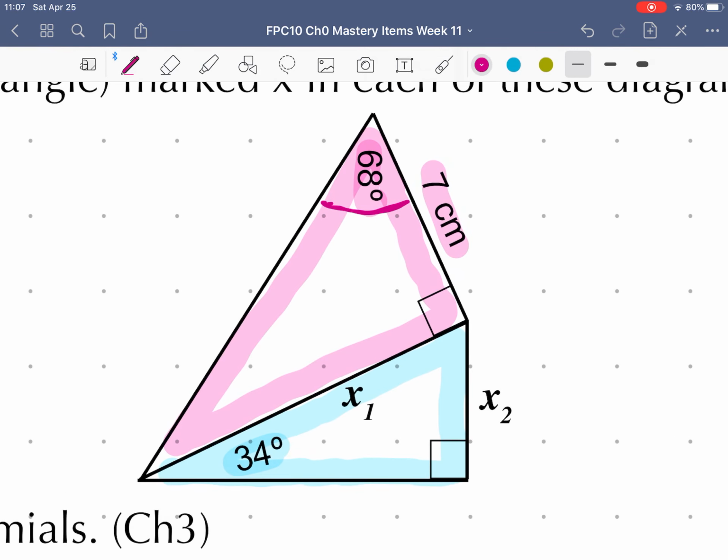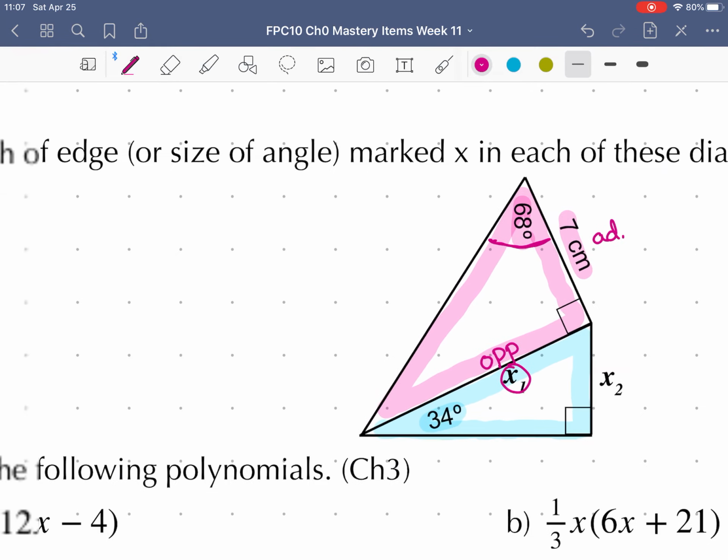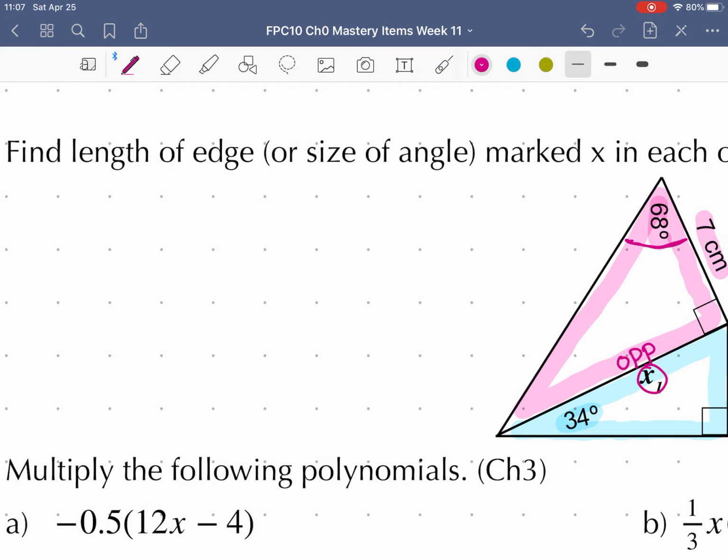This is our angle of 68 degrees. We know this angle. We are trying to find our opposite side over here. That's this x1. And this is our adjacent side. So opposite and adjacent. So, SOH CAH TOA. TOA, tangent is opposite over adjacent. So we're going to write out the formula. Tangent of an angle is equal to our opposite over our adjacent. So tangent of 68, which is just some number, is equal to our opposite side, which we don't know, over our adjacent of 7 centimeters.